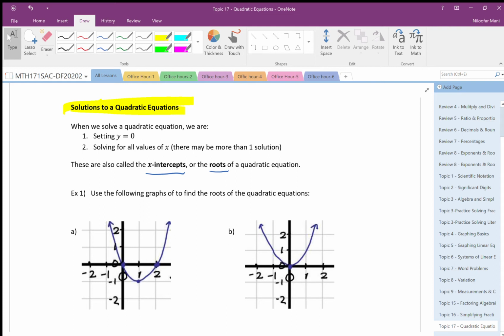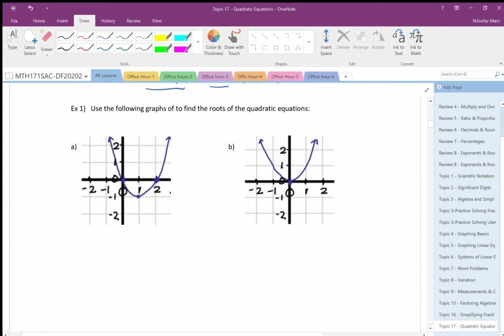Okay, when we have power 2, we have either 2 points or 1 point or no point. So we don't have more than 2 points. That's a theorem in mathematics. So if I have, for example, y equals x power n plus x power n minus 1, in most cases I have n roots. And here I have x power 2, so in most cases I have 2 roots, meaning 2 x-intercepts.